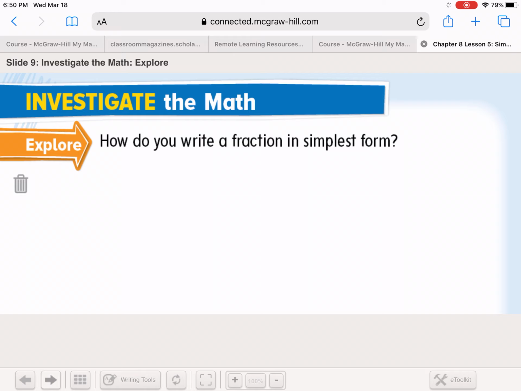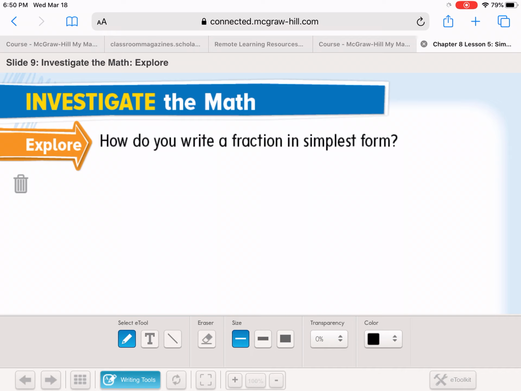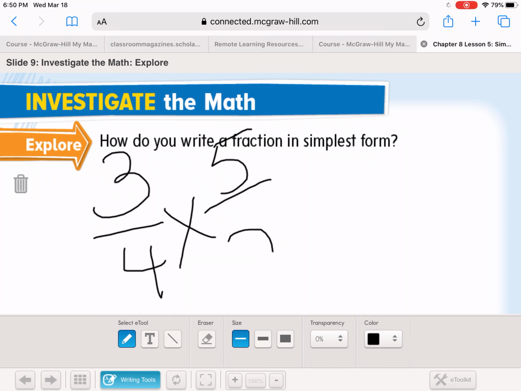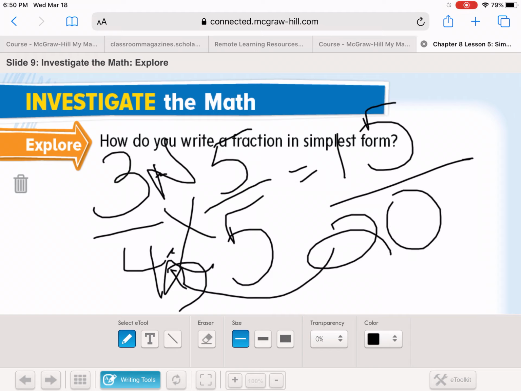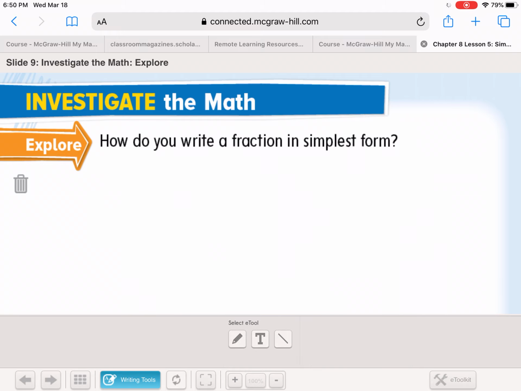Okay, we're going to talk today about how to make a fraction in simplest form. Pay attention to my magic. Remember when I want to find an equivalent fraction, I multiply any number, it doesn't matter what the number is, as long as it's the same, by the numerator and the denominator. 3 times 5 equals 15. 4 times 5 is 20. So 15/20 is equal to 3/4. It's exactly the same. So now we're going to do the opposite. So what's the opposite of multiplication?